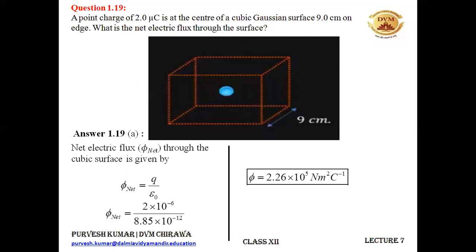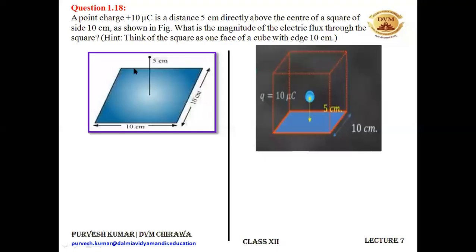Shall I repeat the previous one? If you have not got it, please answer. So in question 1.18, just because Nisha has asked it, I'm repeating it again. In question 1.18, it says that there is a charge of 10 microcoulomb lying above a square surface. We cannot apply Gauss's law in the case of a plane. We need to take a closed surface. And for that, we have assumed that this square is a part of a cube. It is one of the faces of a cube. That's what we have assumed.